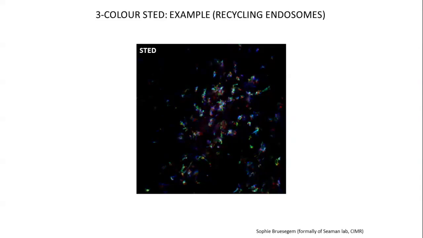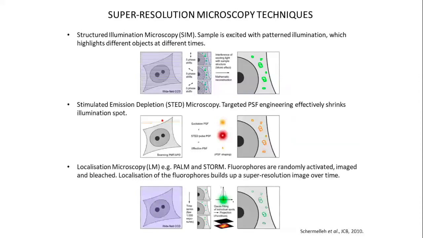Okay, down to localization microscopy. Here, we are building up an image fluorescent molecule by fluorescent molecule. That's the general principle of this technique. And we can do that because we're able to switch those molecules on and off.